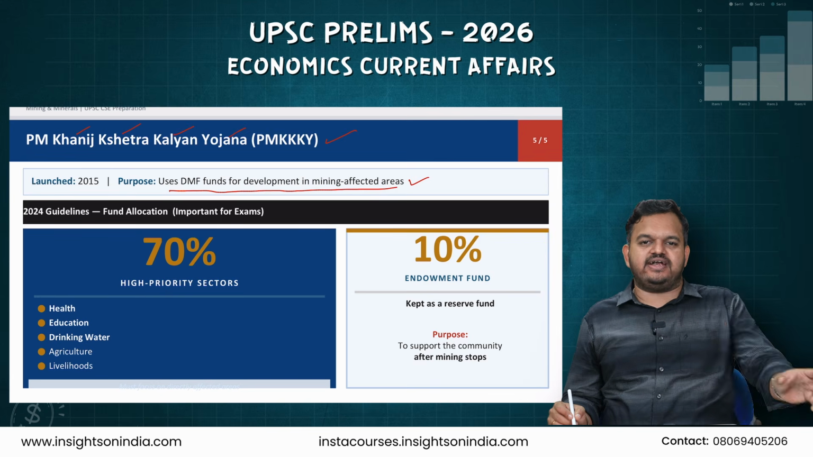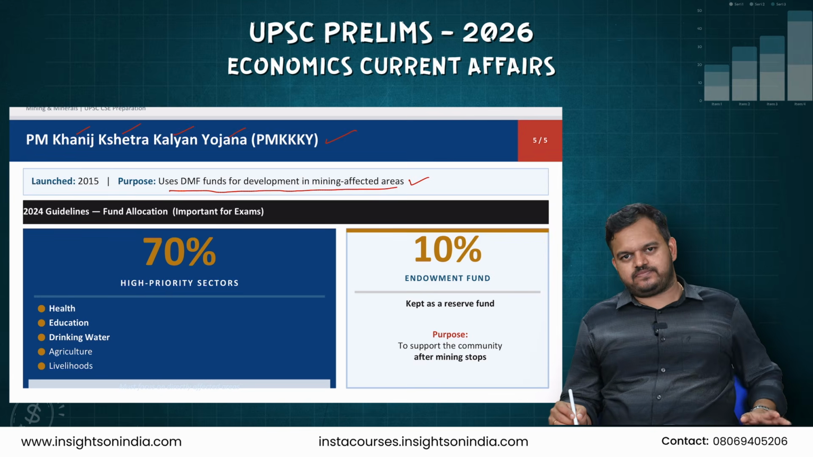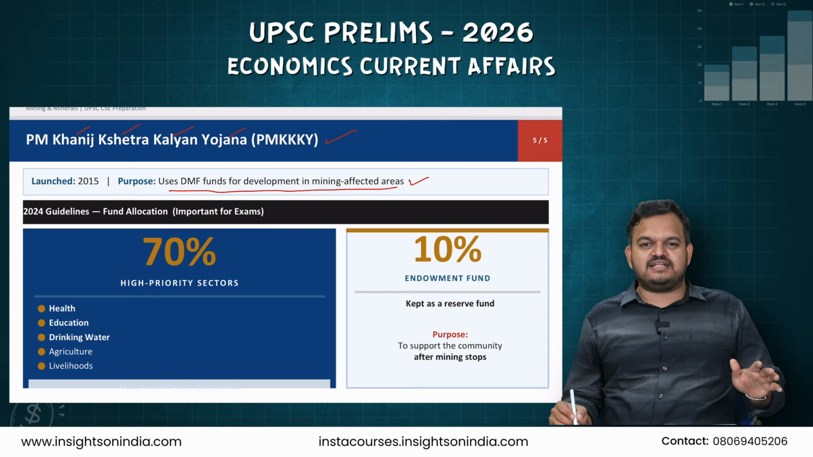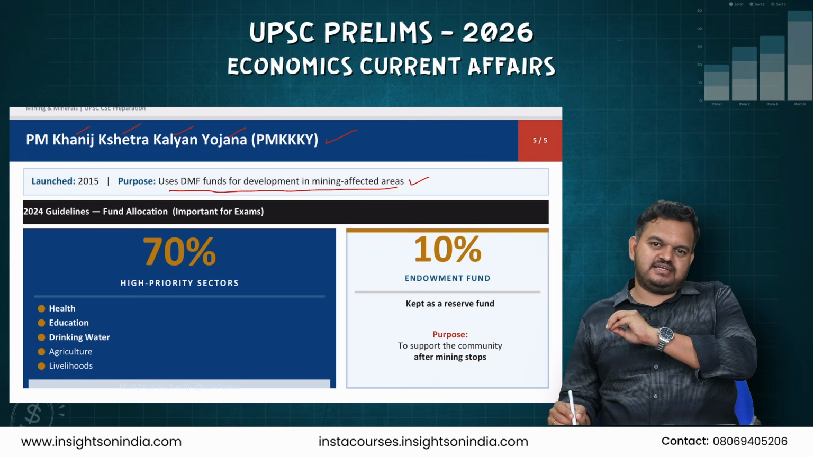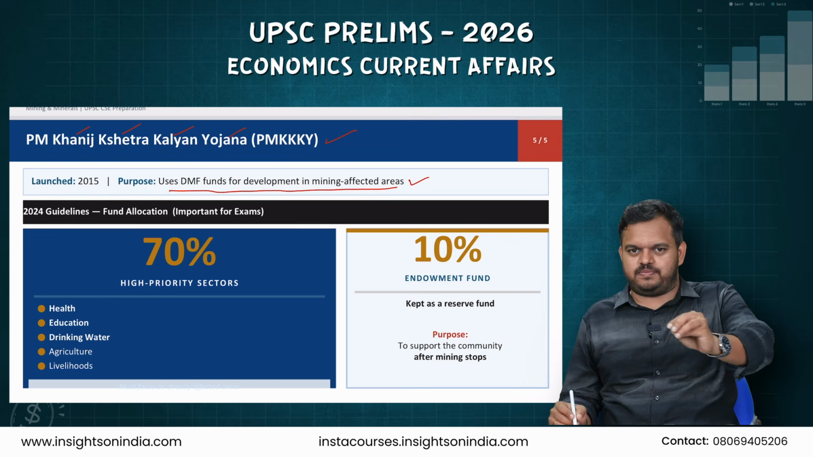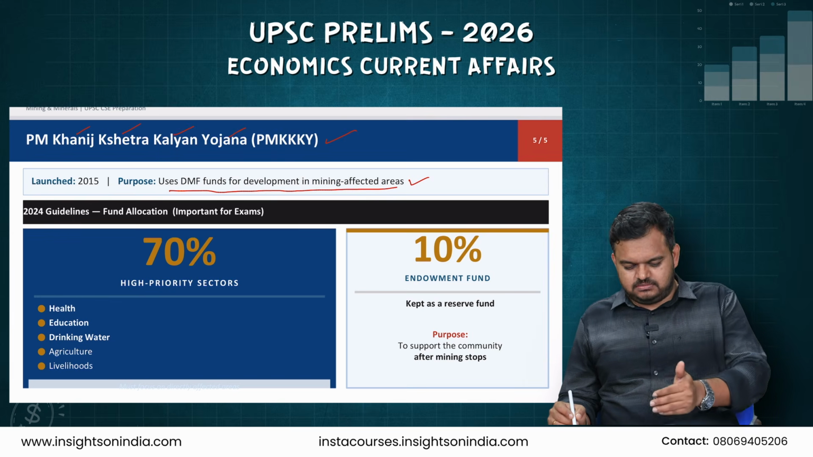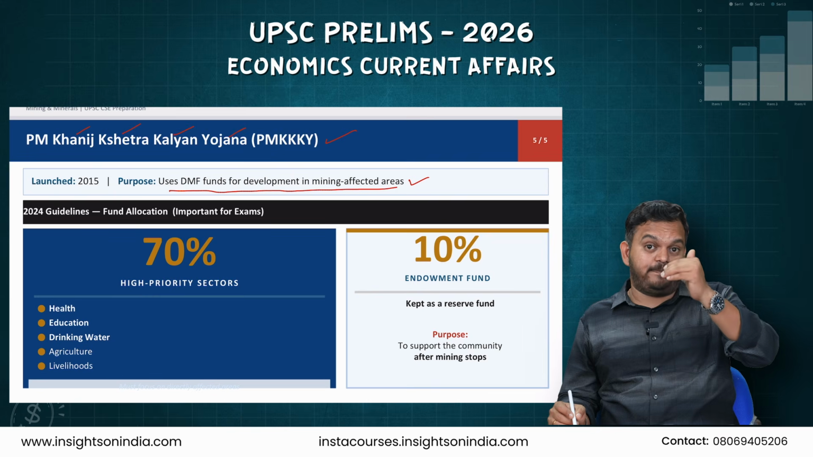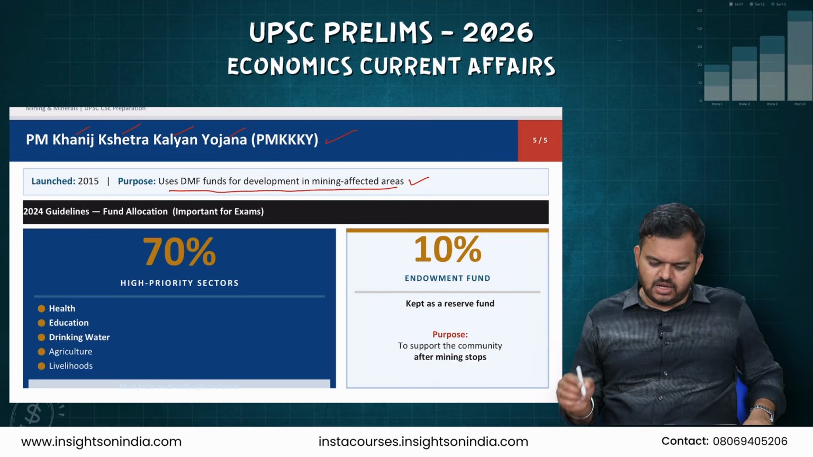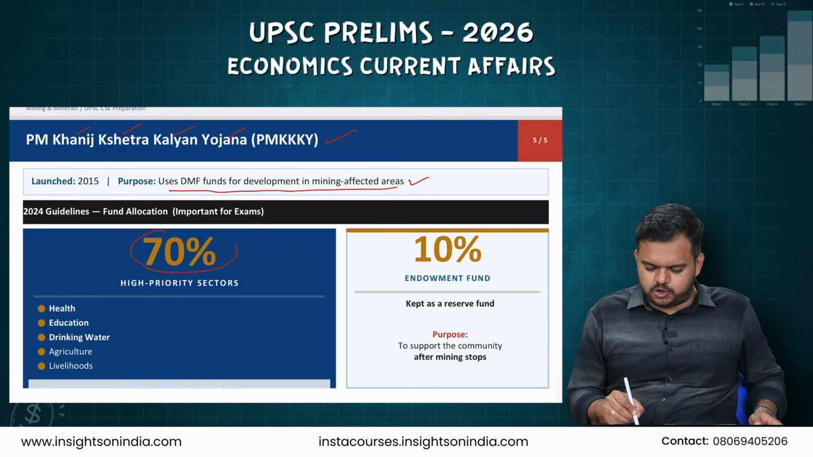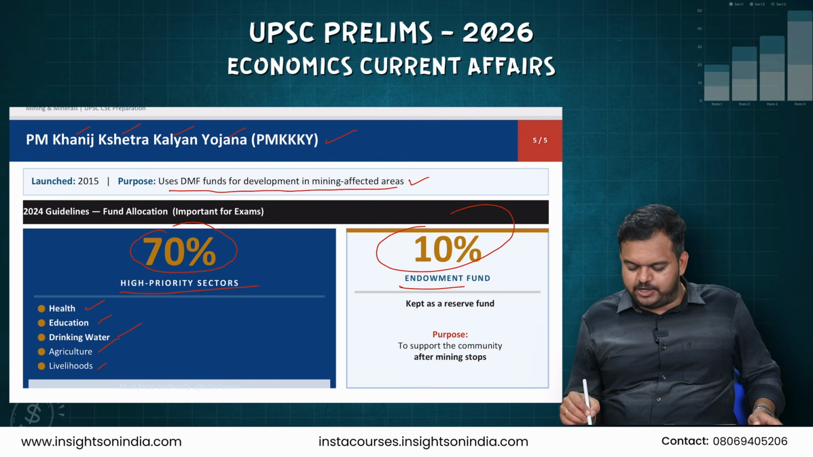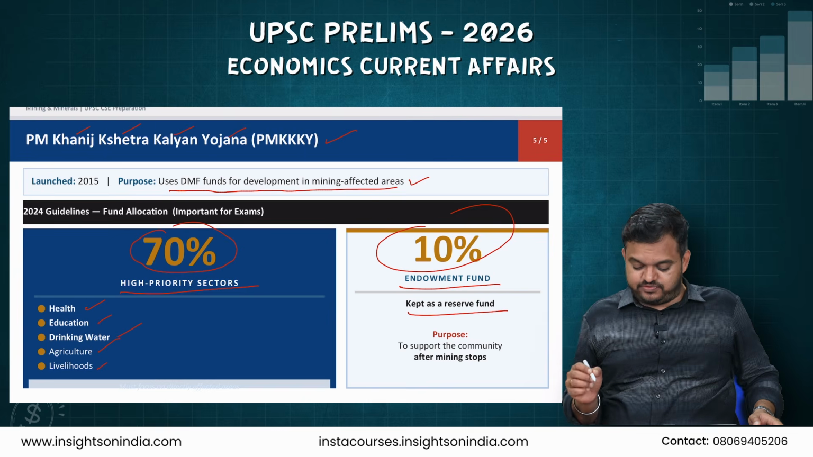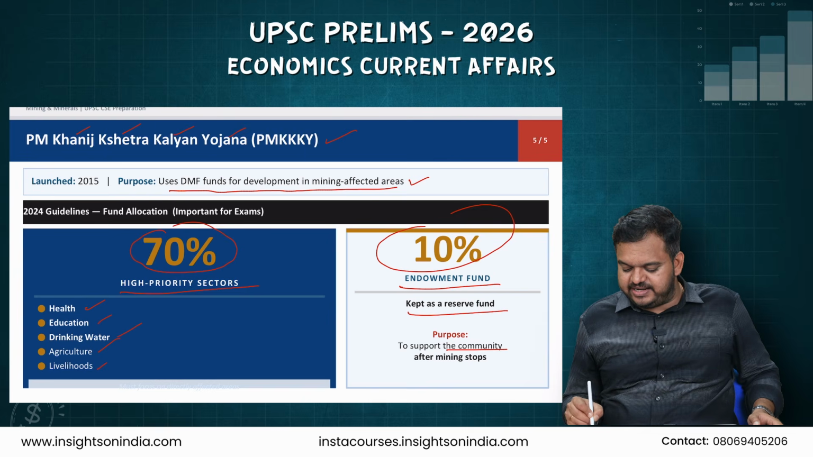So you have created a fund, but how to use the money? Where to use the money? Who tells that? It is PMKKY. It is not that the district collector has a discretionary power to utilize the fund for whatever purpose he wants. No. This Yojana tells the district collector what purposes he must be using the fund for. 70% of the fund that is collected should be used for high priority sectors which include health, education, drinking water, agriculture, livelihoods. 10% should be kept as an endowment fund, a reserve fund, for the purpose of supporting the community after mining stops.